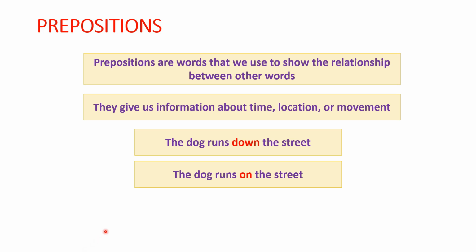So here, down and on are what we call prepositions, giving us information about the relationship between the dog running and the street. How is the dog running on the street? It's running down the street. So it adds extra information about the relationship between our subject and our object. So this is called a preposition.